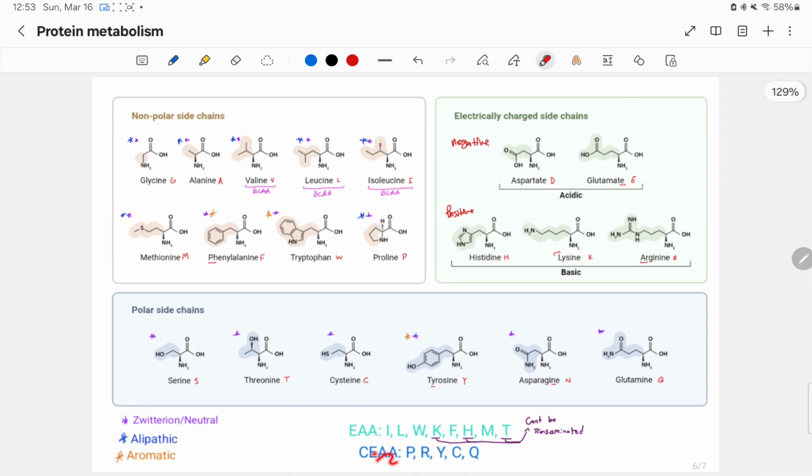Last thing is these conditionally essentials, and they involve proline, okay, which is right over here. The last one is arginine. You guys remember that? Arginine. Y, tyrosine. It's got a Y in it. Where's tyrosine? There it is, tyrosine. And then C for cysteine, and then Q for glutamine, okay? So these guys can become conditionally essential if, again, some sort of disease is about.